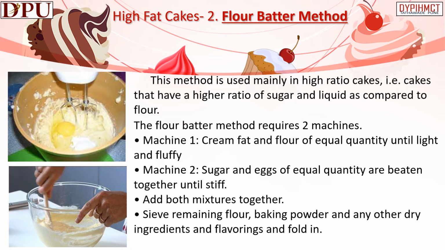Next high-fat method of cake making is flour batter method. This method is used mainly in high-ratio cakes, that is, cakes that have a higher ratio of sugar and liquid as compared to flour. The flour batter method requires 2 machines. In machine 1, cream fat and flour of equal quantity until light and fluffy. In machine 2, sugar and eggs of equal quantity are beaten together until stiff. Now, add both mixtures together. Sieve remaining flour, baking powder, and any other dry ingredients and flavorings, then fold in.